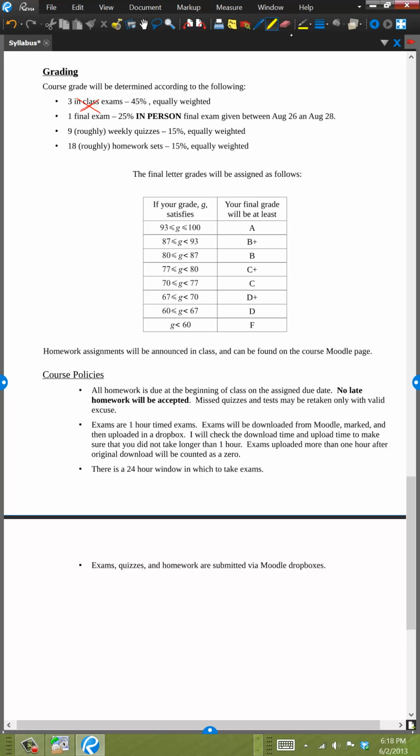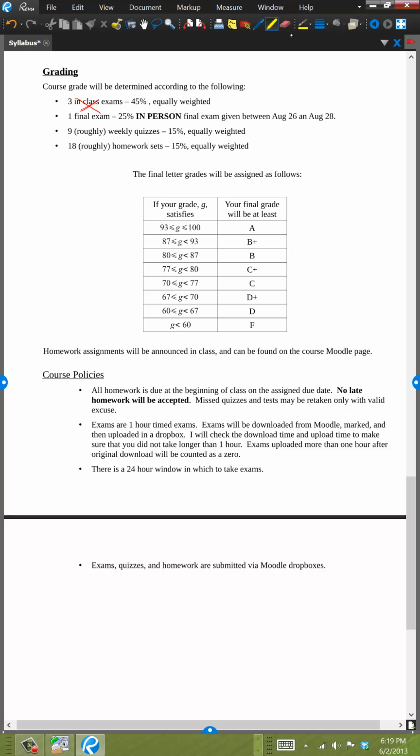Roughly 9 weekly quizzes. I usually give one every week, but if there's an exam or something like that, then I might skip the quiz. And there are roughly 18 homework sets. Now, quizzes and homework sets are worth a total of 15% of your grade, and all the quizzes are equally weighted. So what you really want to be looking at is what percent you get on each quiz, not the total number of points you got. Same thing with homework sets.